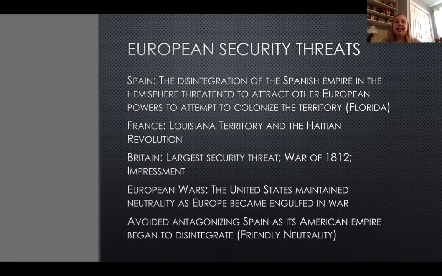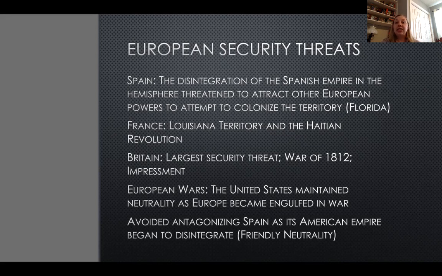The independence movements are taking off in Latin America. And the United States is worried that one, there will be instability in the region that will affect the United States, and two, that other European powers, like the stronger ones, such as England and France, are going to come and try to recolonize these former Spanish colonies that are gaining their independence.